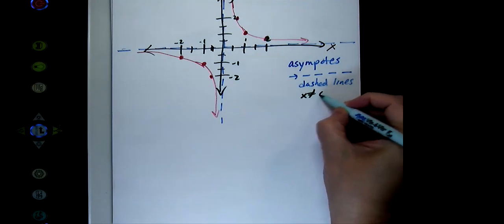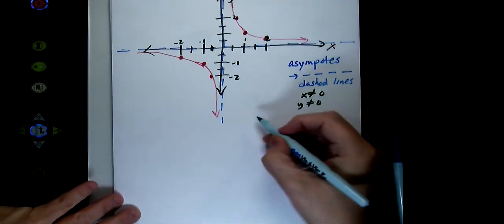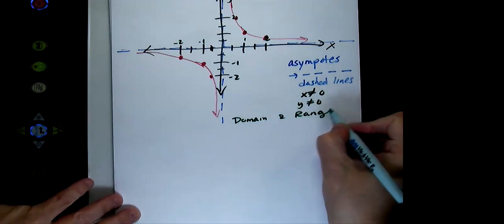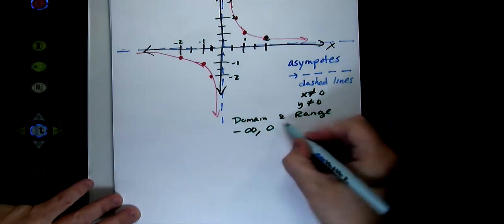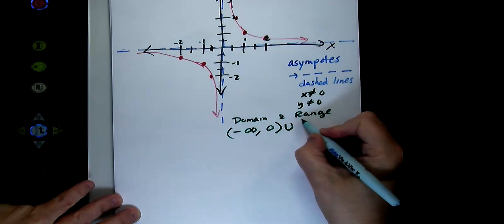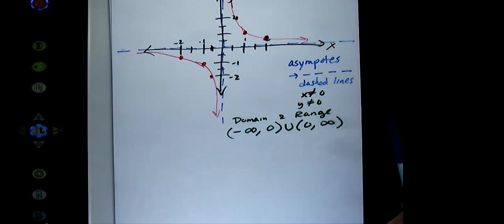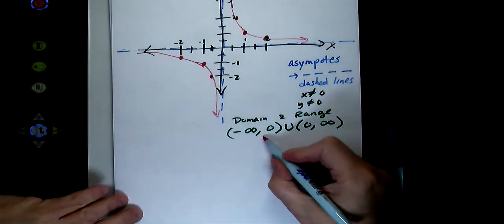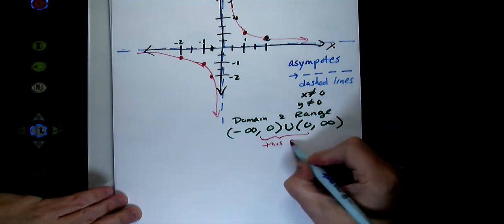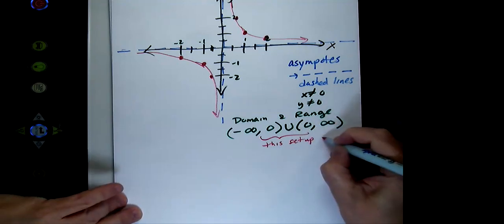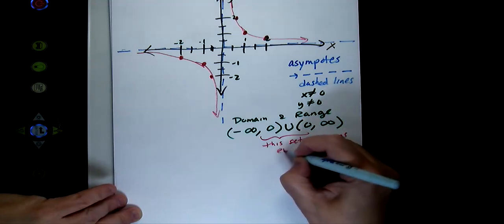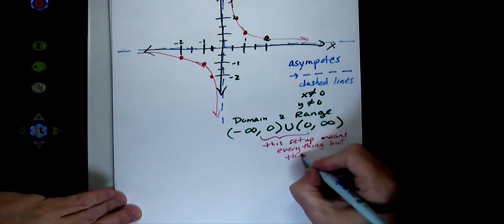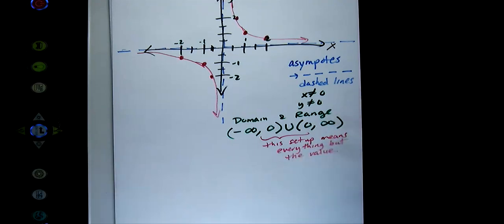We have x cannot equal zero, y cannot equal zero, which means both the domain and range are negative infinity to zero with parentheses, in union with zero to infinity. This setup in interval notation means everything but zero. I'm going to say everything but the value. So if it's like one, it means everything but x equals one.